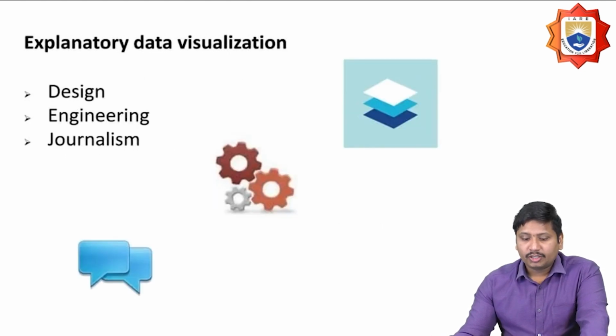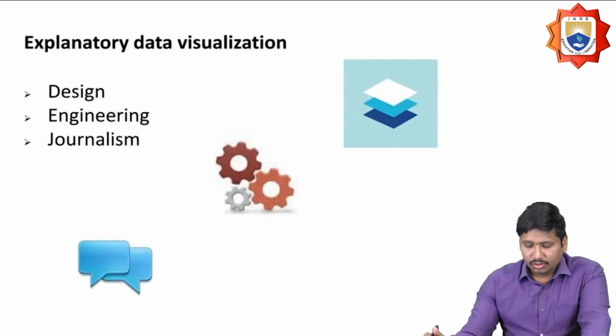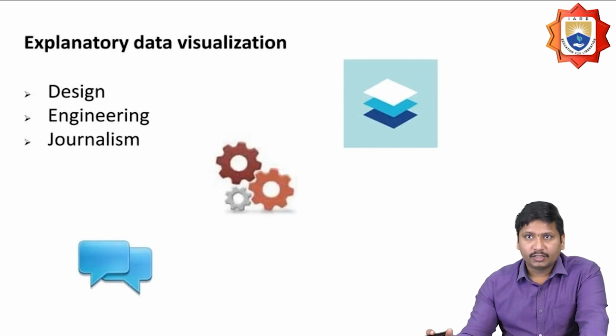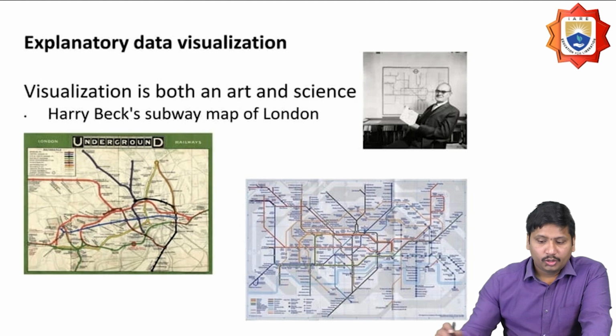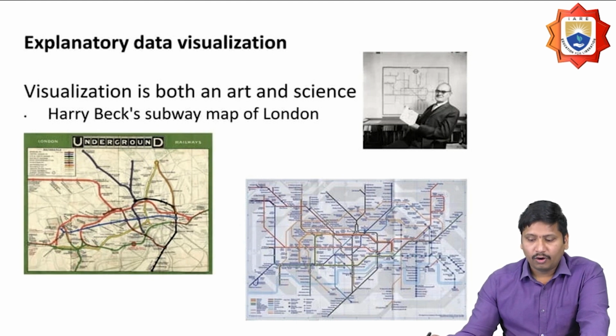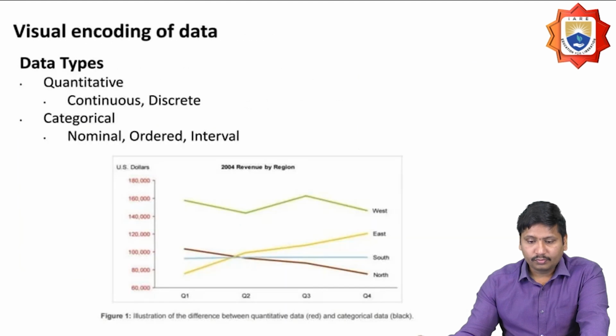Exploratory data visualization is mainly done in design, engineering, and journalism. So these are the things we are able to do. It is done in the designing part, the engineering part, and journalism. Exploratory data visualization should be both an art and a science. We can show the visualization as an art of graphs, and we can also make visualization as a science. Normally, there is the visual encoding of the data. Normally, these data types are of different types like quantitative and categorical.